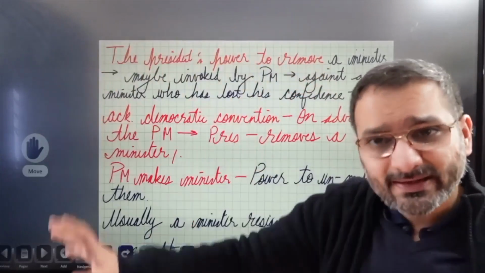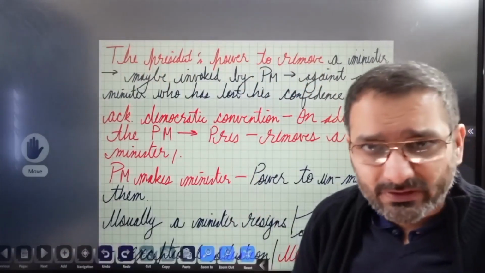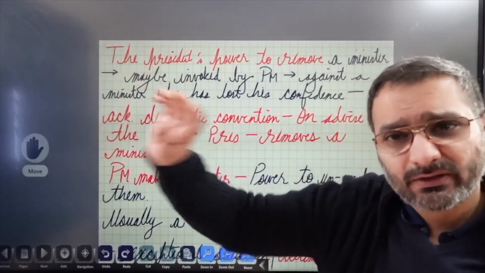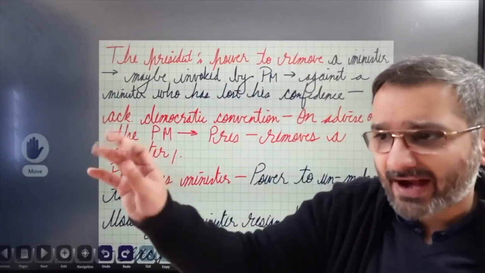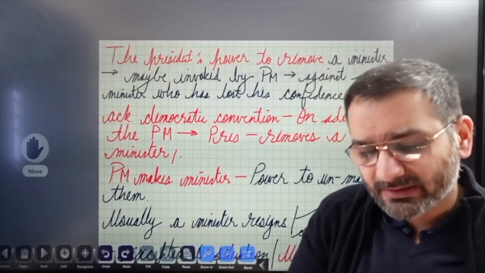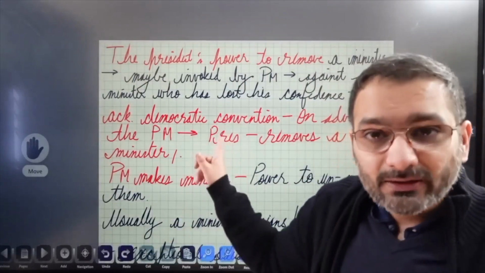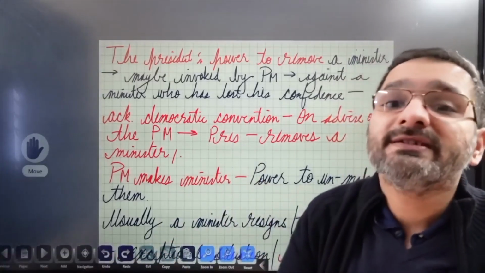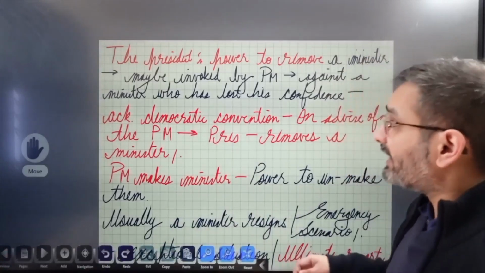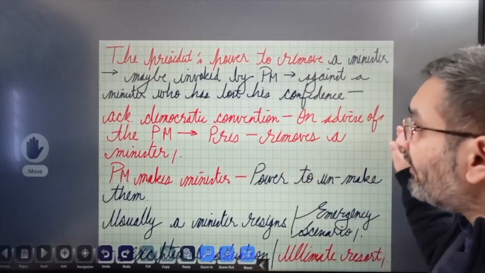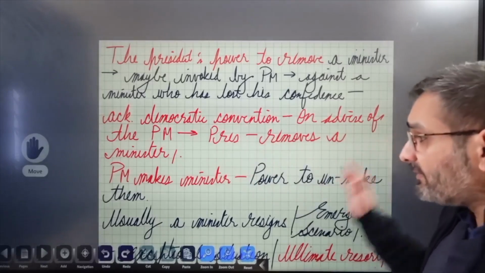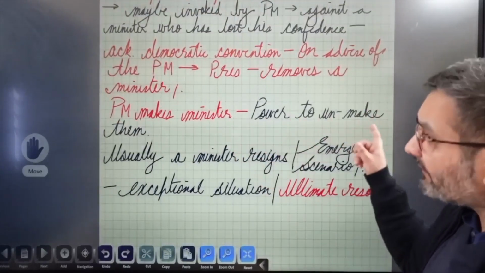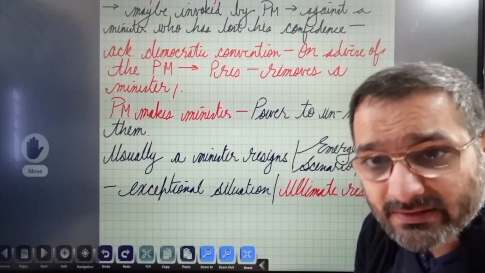Otherwise, the Council of Ministers stays till the time that it enjoys the confidence of the Lok Sabha. But in the worst case scenario, let us say there is one minister who is acting against the Prime Minister, and the Prime Minister wants him to go, but he won't resign. The PM will just write to the President to remove him, and he will be removed because he's at the pleasure of the President, right? So this is a democratic convention. On the advice of the PM, the President removes a minister. The Prime Minister makes a minister, so therefore he has the power to unmake a minister as well.